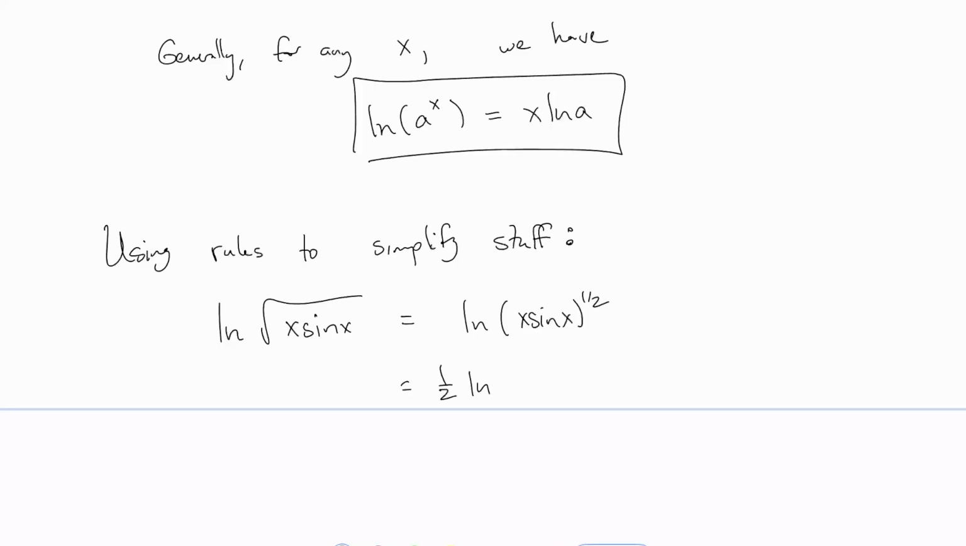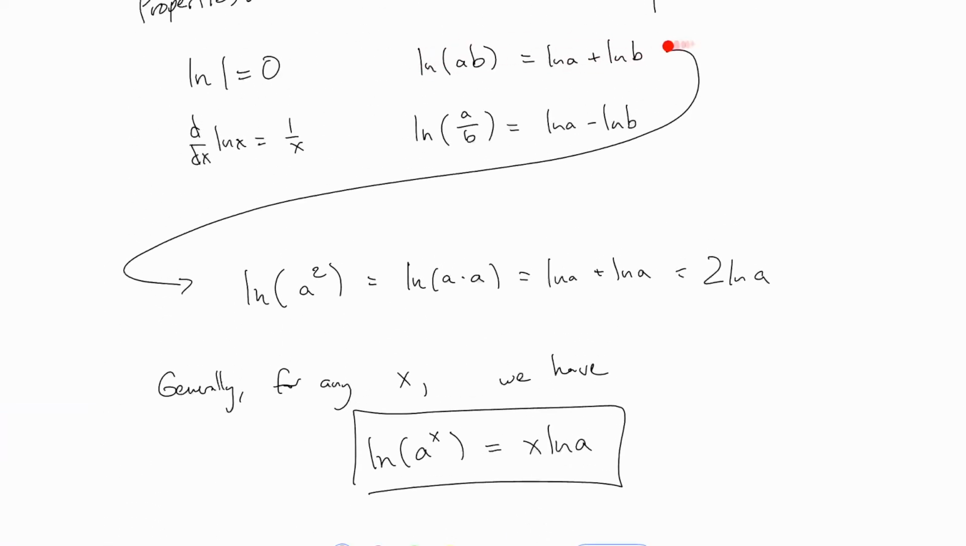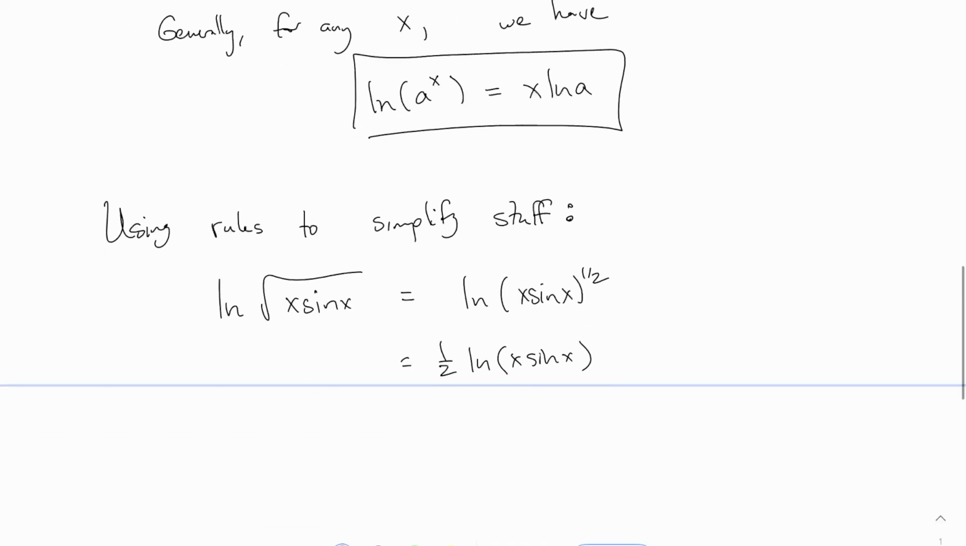The 1/2 is playing the role of x right here. So the 1/2 comes out front, and then what remains is x sine x. All right, can we do anything here? I see, yeah? Yeah, we have multiplication on the inside. It's x times sine of x. And so we can do the rule about multiplication on the inside. This one, right? Log of AB equals that stuff. So that's what I'm going to do.